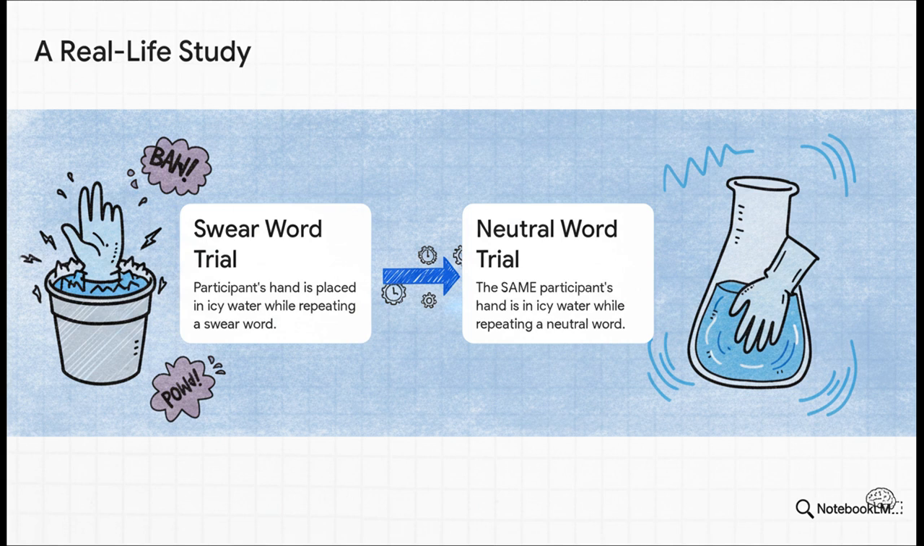So picture this. In a real study from 2009, they had people stick their hands into a bucket of icy water. Ouch. In one trial, they were told to repeat a swear word over and over. Then, in another trial, they had to repeat just a normal, neutral word. But here's the kicker, the really important part. It was the exact same person doing both things. They were basically their own control group.